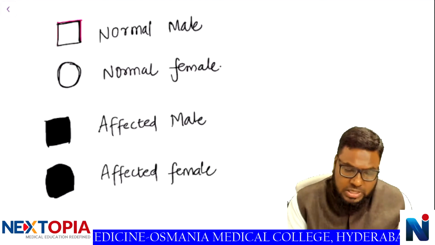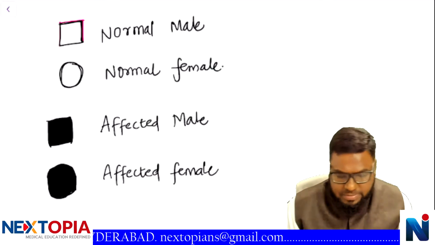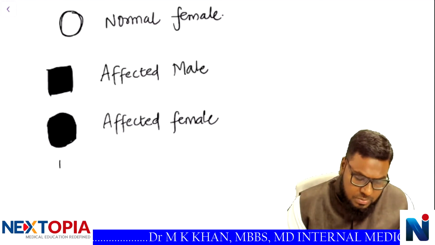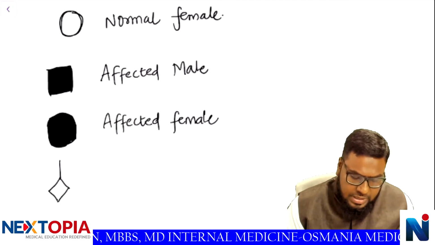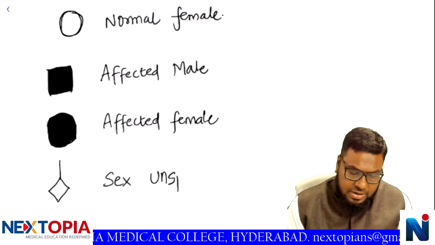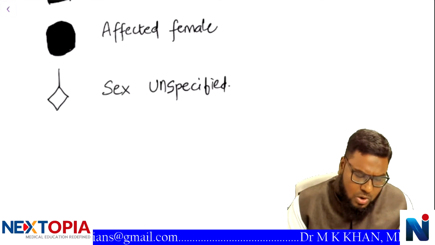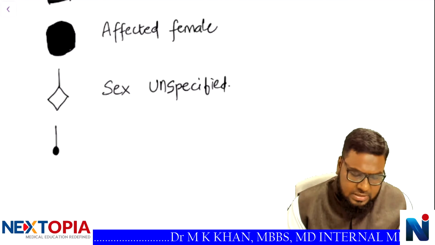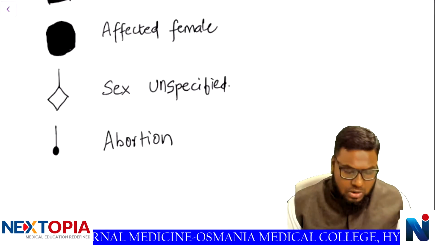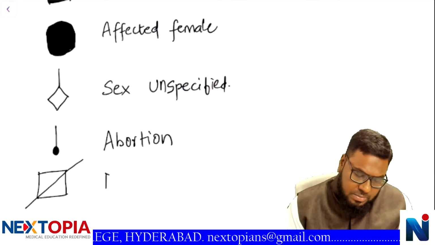So you should understand all these points of pictorial representation of pedigree charting. Then if I draw a small rhomboid like this, we do not know what is the sex of this person, unspecified. All right. If I draw a small dark circle like this, this is denoted as abortion. If I draw a square and cross it like this, it means the person is dead.